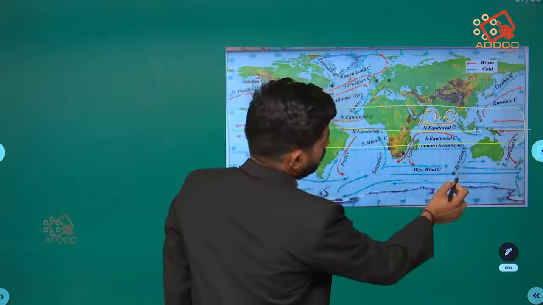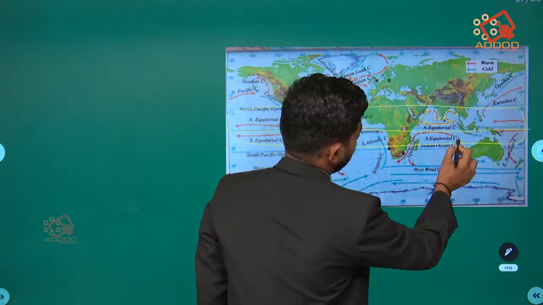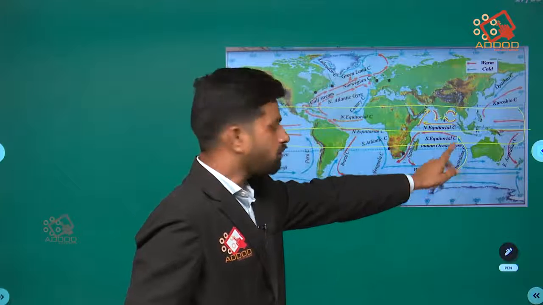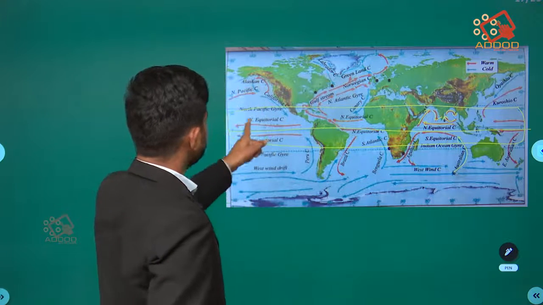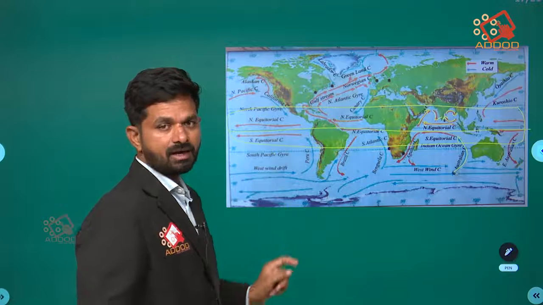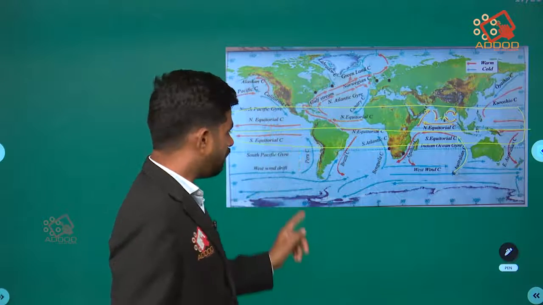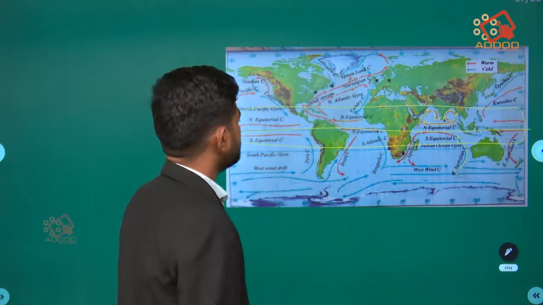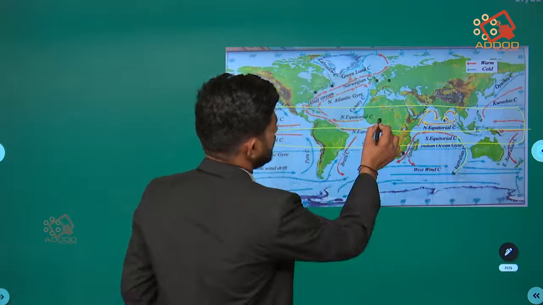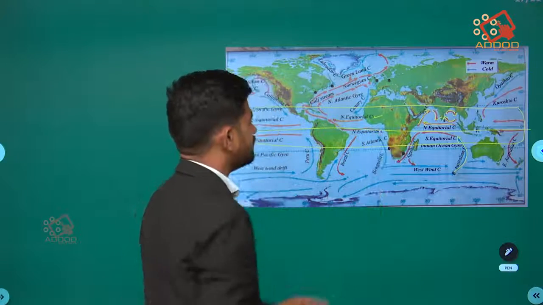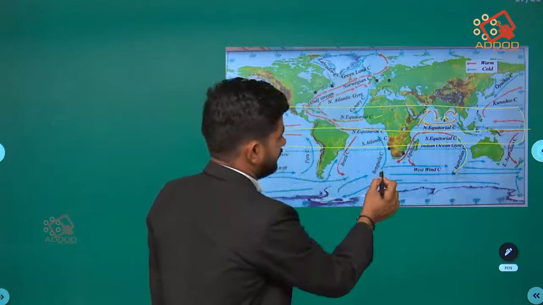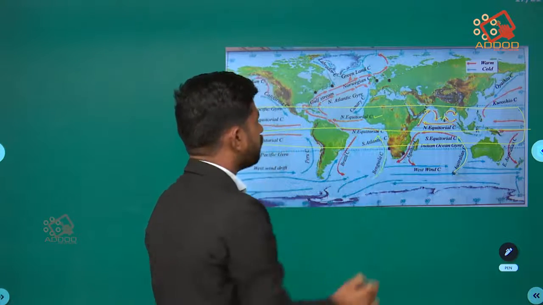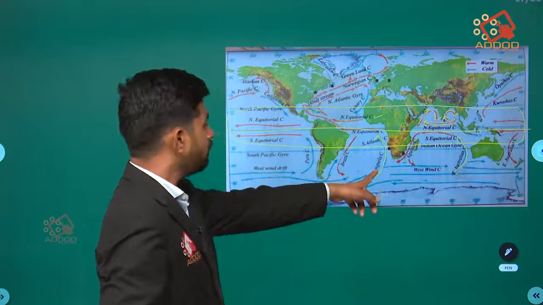Now water that is flowing from the Antarctic region will certainly be a cold current. All the lines in red color are called warm currents. All the lines in blue color are cold currents. Now let us take some examples. North Equatorial Current is a hot current. South Equatorial Current is a hot current. South Atlantic current, this is the Benguela current. Benguela is a cold ocean current.